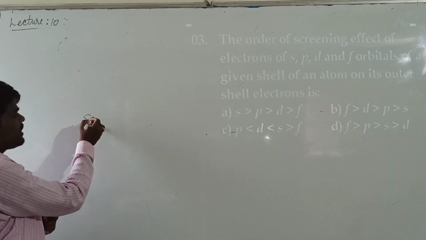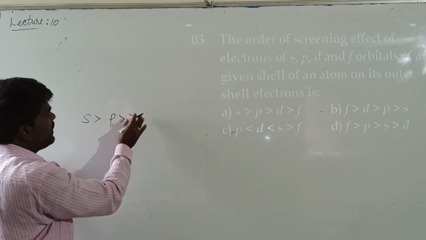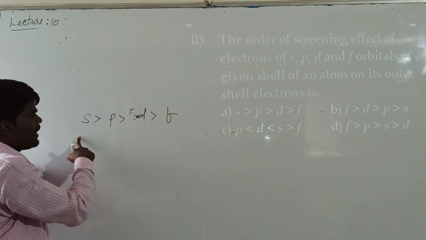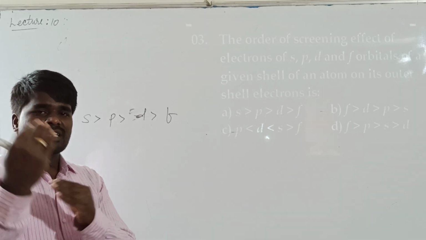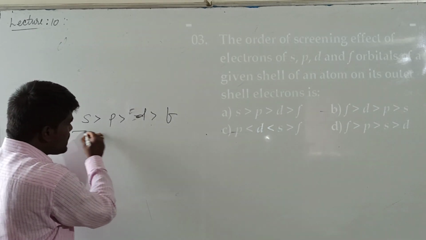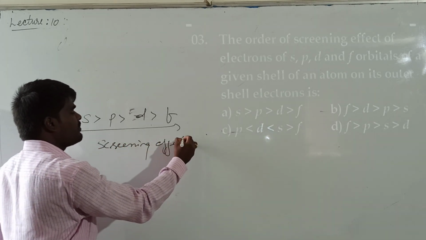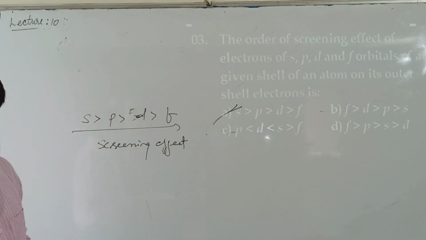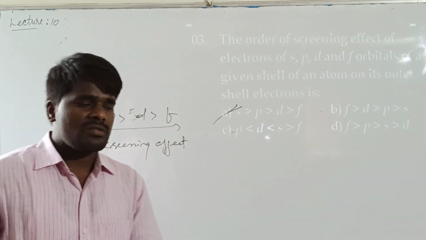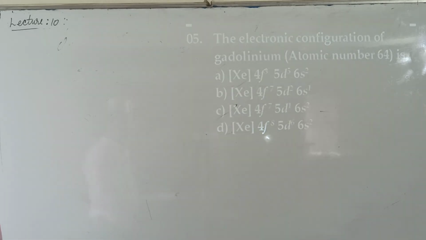We know that the s orbital is spherically symmetrical, so it has more screening, followed by p, followed by d, followed by f. From s to f, the shape becomes diffused. As the shape becomes diffused, the screening nature decreases. So this is the decreasing order of screening effect of orbitals. In the first option itself you have the correct order. From s orbital to f orbital, the screening effect decreases.